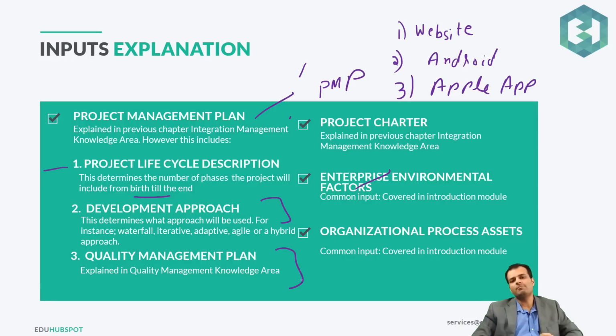So quality management plan is also an input to this process. Then project charter, as explained earlier, we need to know the high level description. I want to start from the base, and for me the base document is the project charter. Then EEF and OPA we have already discussed. These are the common inputs.